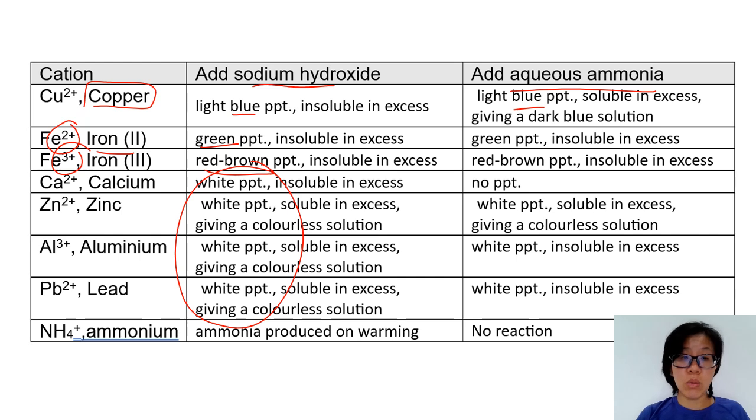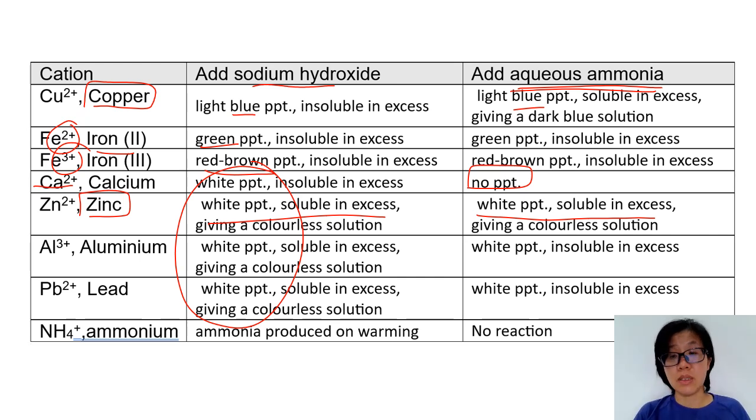So number one, the one that I always remember is zinc, which is soluble in excess in both. Okay, zinc is soluble in excess in both. Then for calcium, we have no PPT for aqueous ammonia. No PPT for aqueous ammonia. So remember all these obvious differences, then it's easy for you.